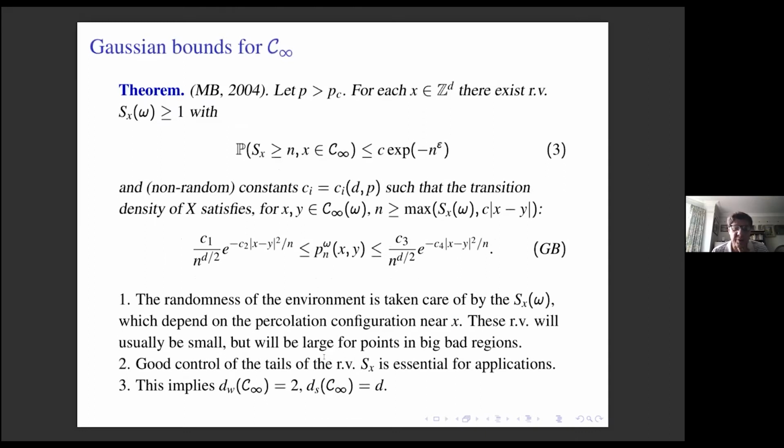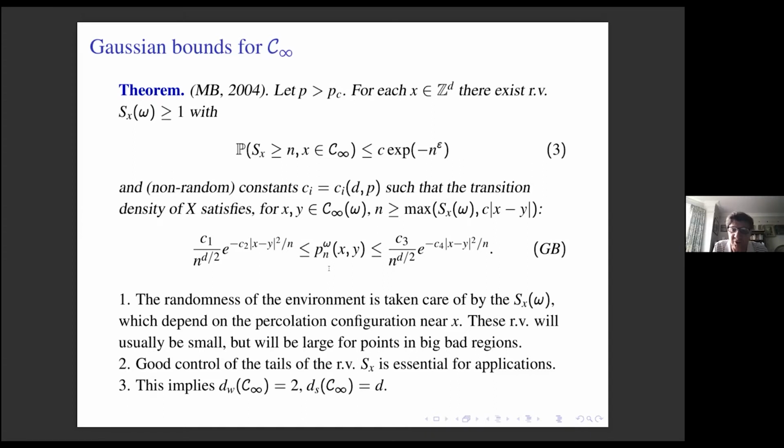So here are the Gaussian bounds that one has for the supercritical percolation cluster. There exist random variables S_x(omega) with stretched exponential tails, and there are non-random constants C_i, depending on D and p, such that we have these Gaussian type upper and lower bounds for the transition density. We have different constants C2 and C in the exponentials, and of course outside the exponentials as well.